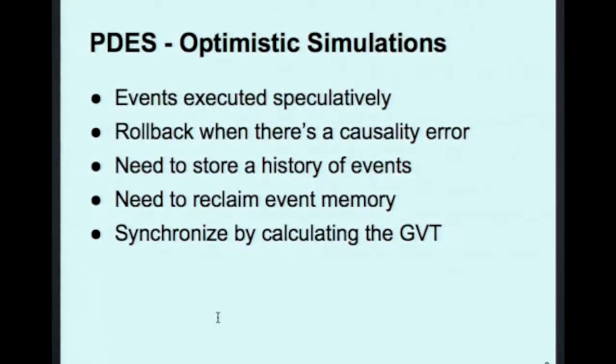And because we need to deal with these causality errors, we choose to deal with them by rolling back. So what essentially happens when we detect a causality error for a particular LP, we roll that LP back to a point in its past right before it would have received the causality error, and then re-execute events in the proper order. Because we will need to be re-executing events, we need to store a history of the events that we've already executed so that when we roll back, we can re-execute them correctly. And because these simulations generally involve billions or trillions of events, we can't just store everything. We need to be able to reclaim our event memory. And we do this by synchronizing and calculating what's called the GVT.